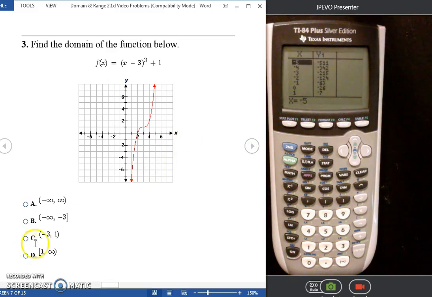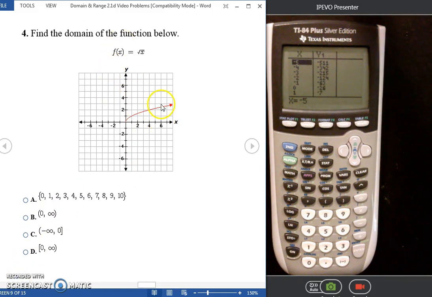So that means because negative 3 and 1 both check out, that letter A, all numbers between negative infinity and infinity, which means all real numbers, is going to be my answer. I can have any answer I want in the domain.